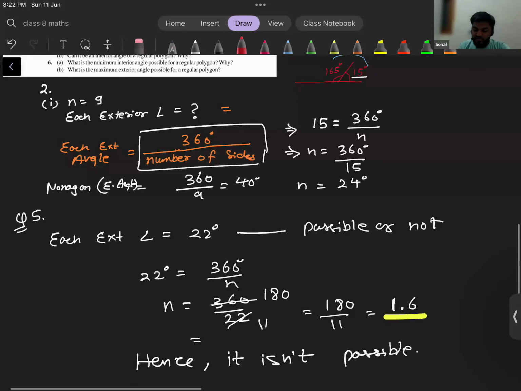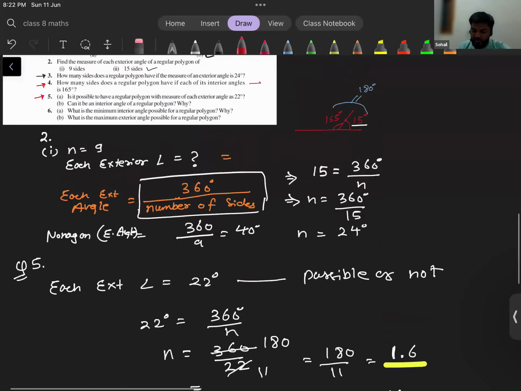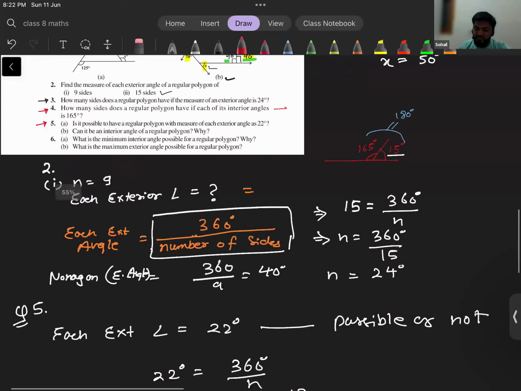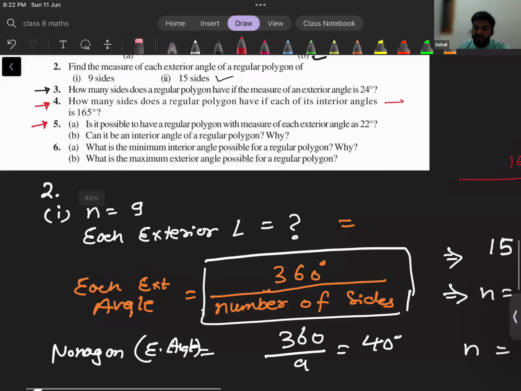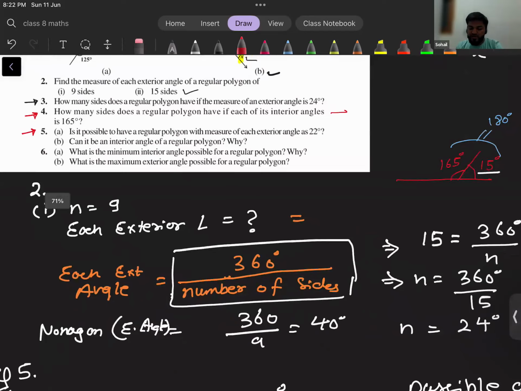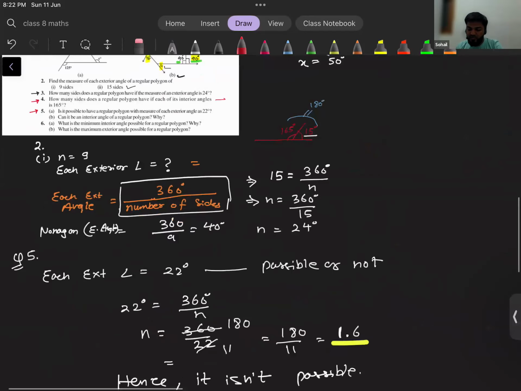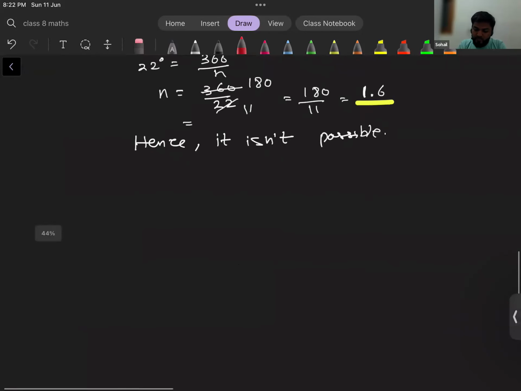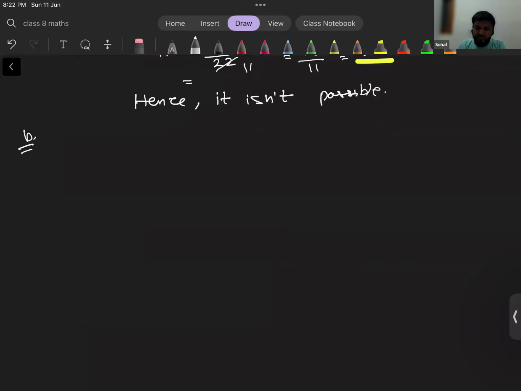Now, moving on to the next question. The second part of the question: can it be an interior angle of a regular polygon? If yes, why? If no, why? So let's check that as well. You need to check whether it can be an interior angle.